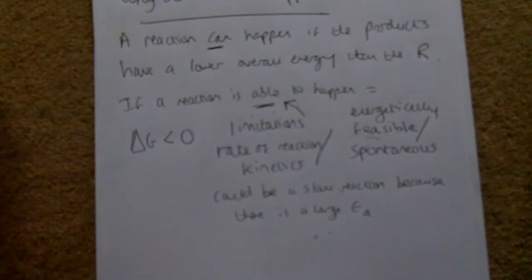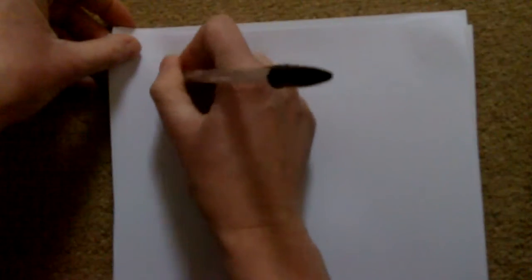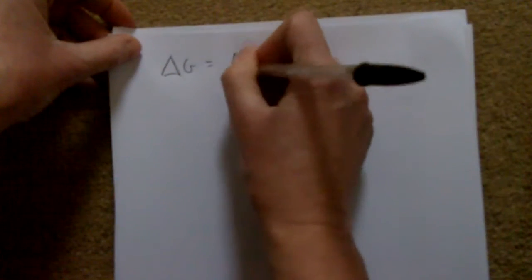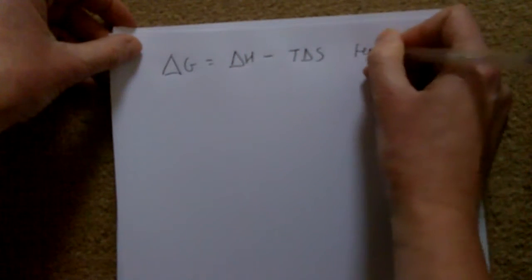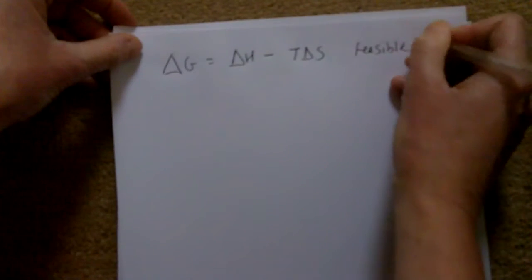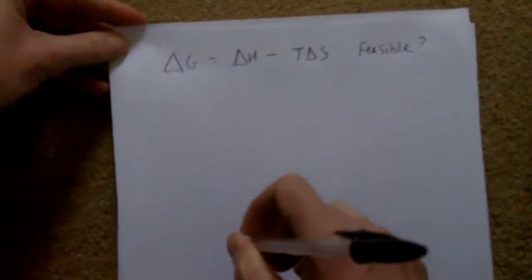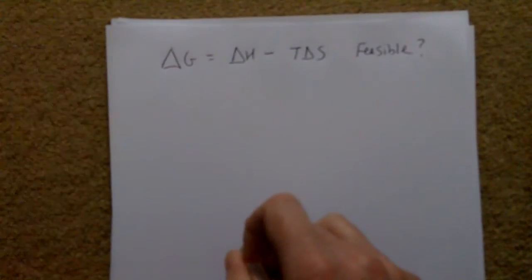Okay, one last thing, nearly finished. You need to be able to predict when a reaction is going to be feasible or not. I'm going to make a little table: delta H minus T delta S, is the reaction feasible, is it likely to happen? There are different scenarios.